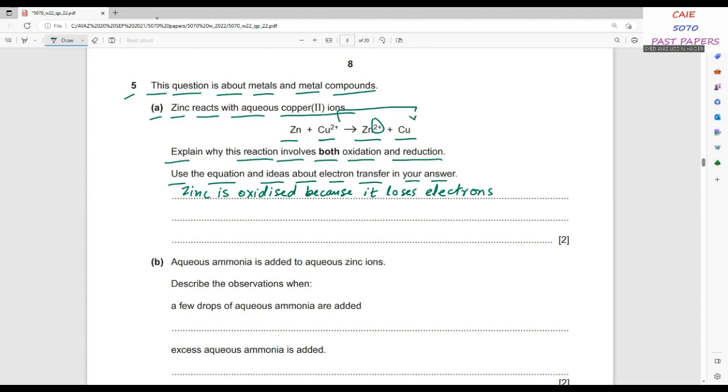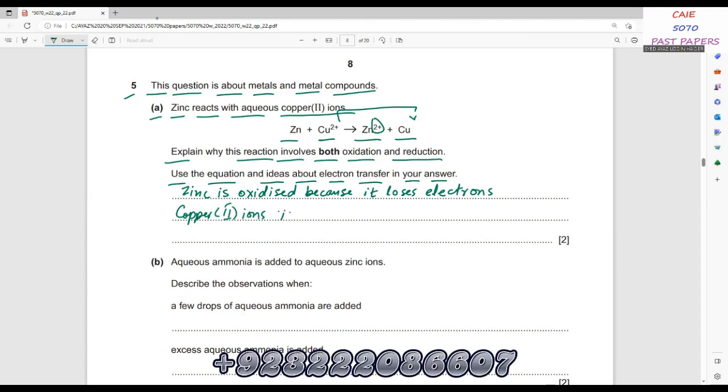So you write copper 2 ions is reduced because it gained electrons.